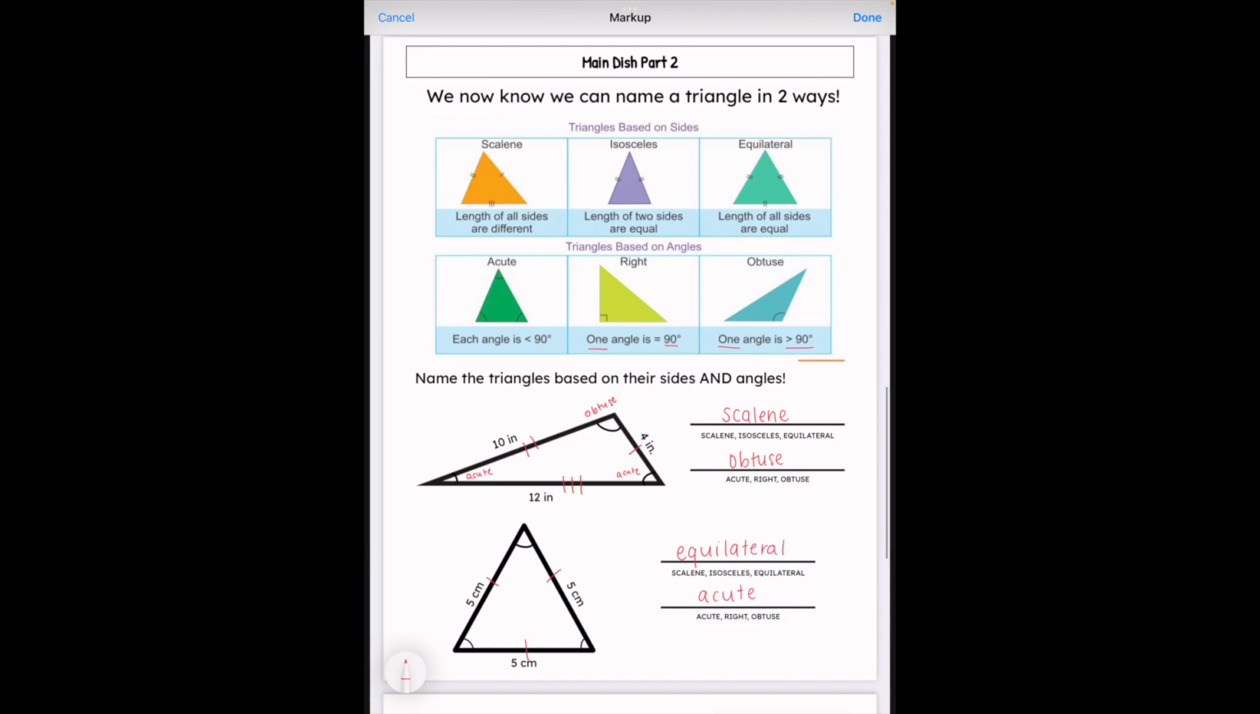All three sides were the exact same length, making this an equilateral triangle, and all three angles were all acute, making this an acute triangle. So this is an equilateral acute triangle.